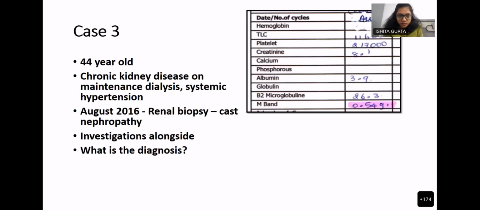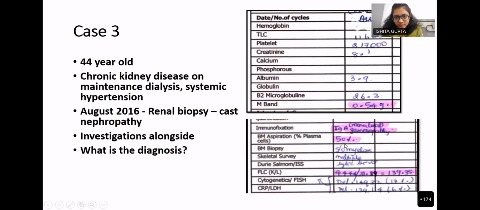Case 3, 44 years old, chronic kidney disease on maintenance dialysis, systemic hypertension. Renal biopsy done in August 2016 shows cast nephropathy. Investigations show increase in beta 2 microglobulin and M band of 0.54 grams with increase in creatinine. Immunofixation shows IgA with 50% plasma cells on bone marrow aspiration, and there's an increase in the FLC ratio. Skeletal survey also shows multiple lytic lesions.